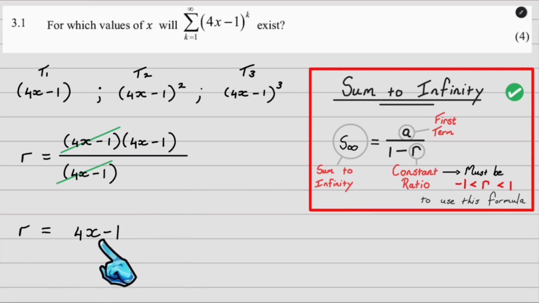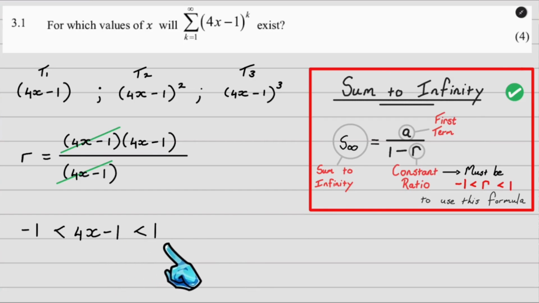Okay, now this ratio, I want it to be in between 1 and -1. So I just model it like that. I just replace this r with this over here. So you can see I've just replaced that r with what the ratio actually is. And then I solve for x.